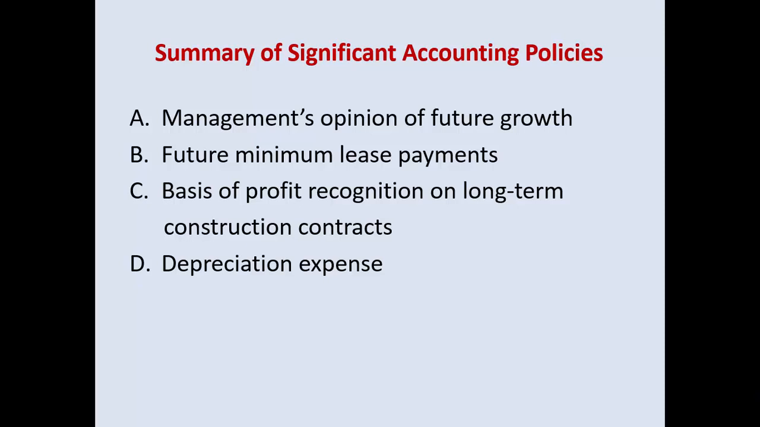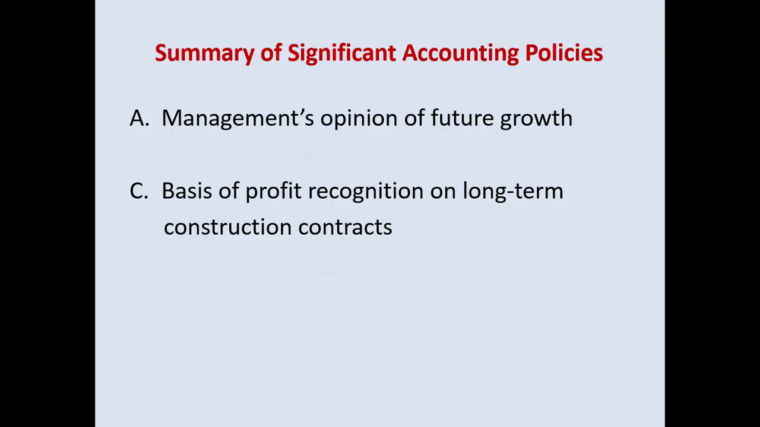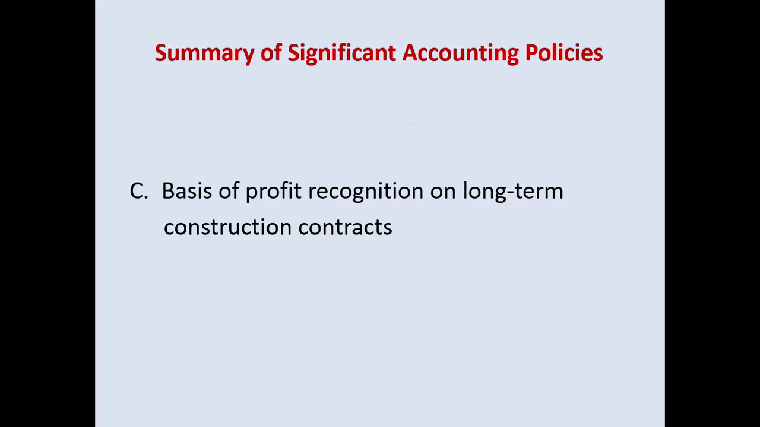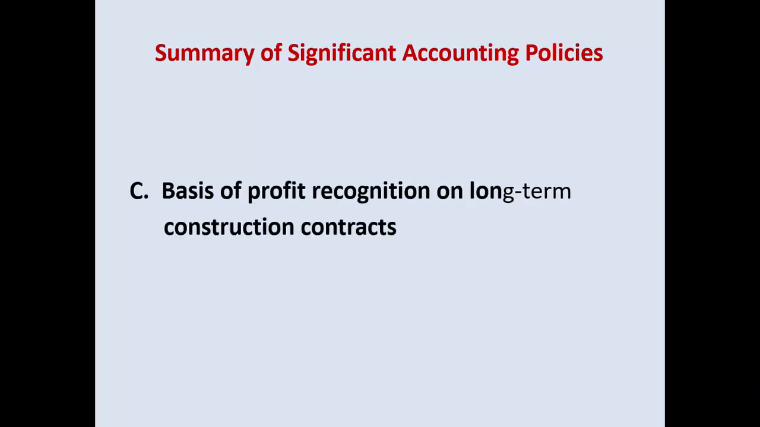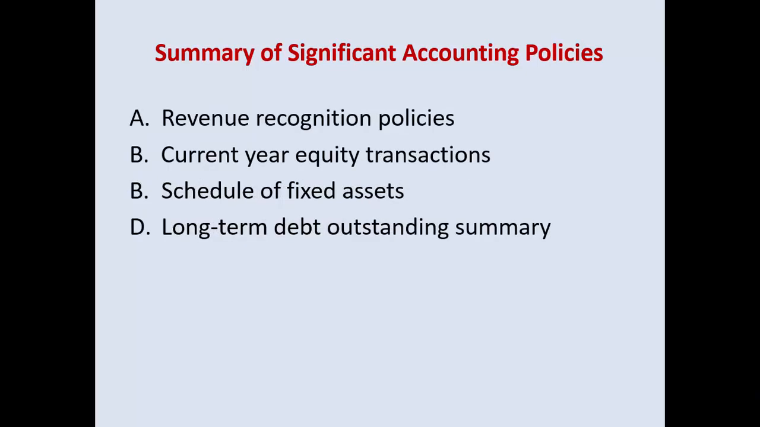Looking at some more. What about management's opinion on future growth? Where would that go? Future minimum lease payments, basis of profit recognition on long-term construction contracts, or the depreciation expense. So what is a policy? It would be C. The other information is going to go elsewhere in your disclosures. Still has to be disclosed. Everything does. But certain things go in certain areas of your disclosure notes. It's very orderly.